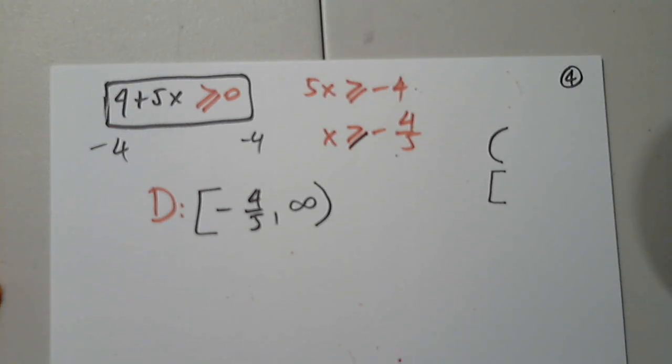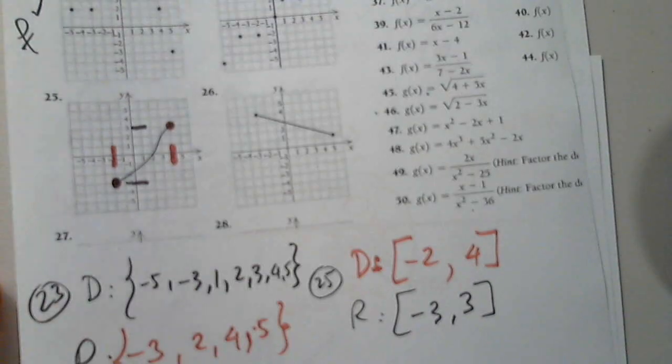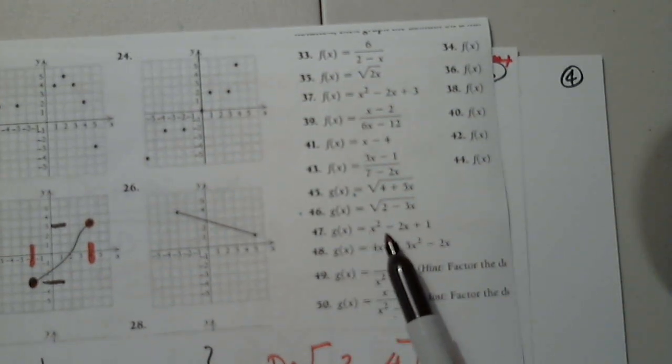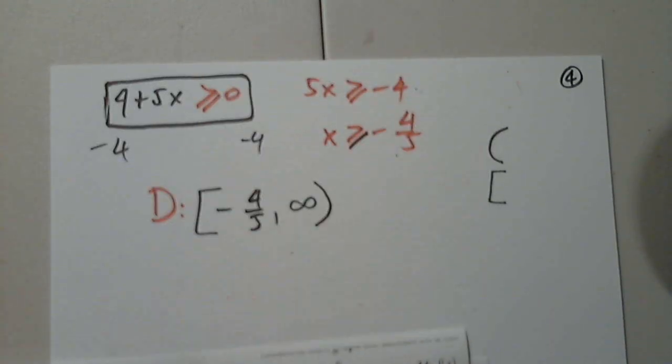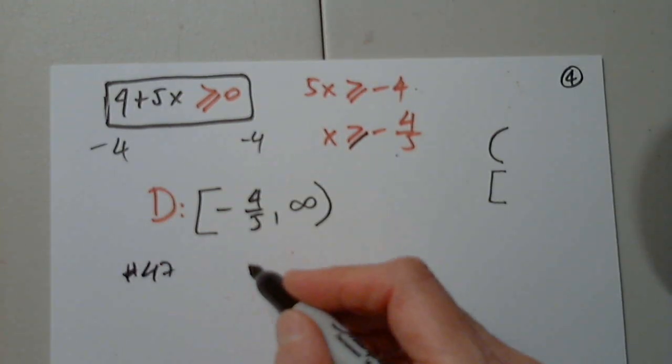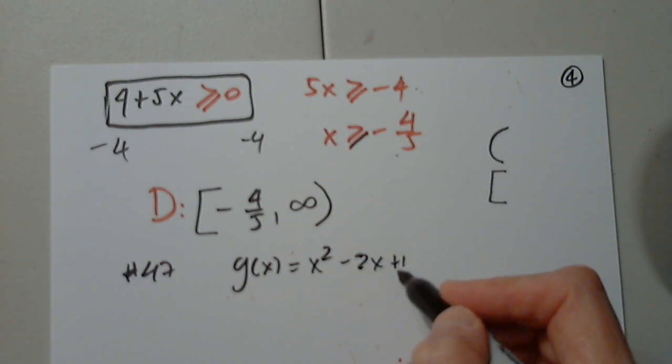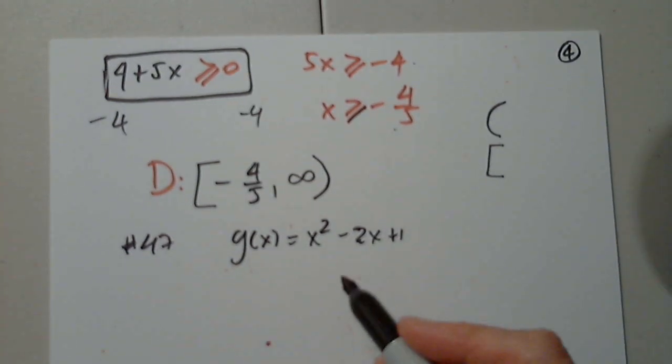What about the domain of such a function? x squared minus 2x plus 1. What will you say? 47. g of x equals x squared minus 2x plus 1. What would you say? What is the domain of this function?